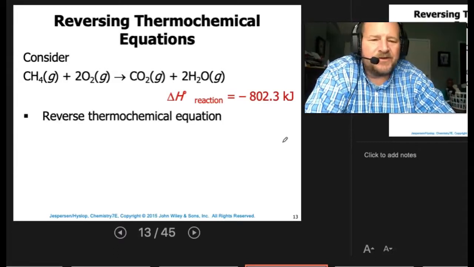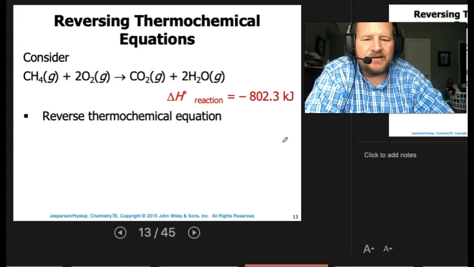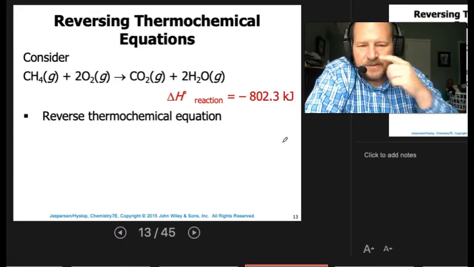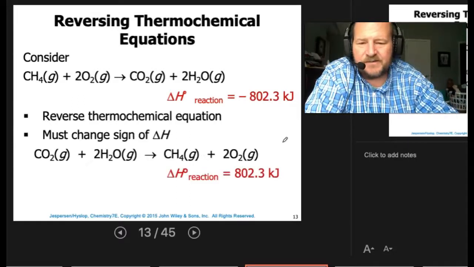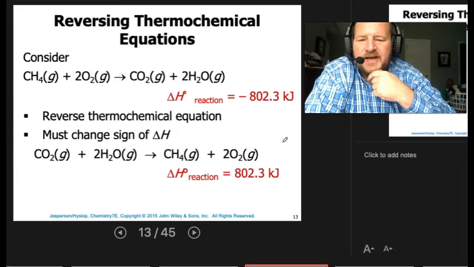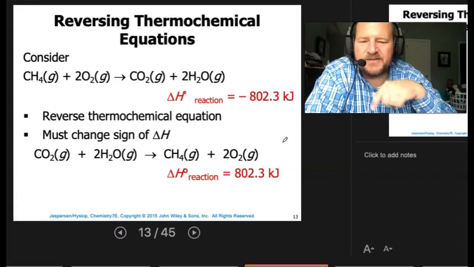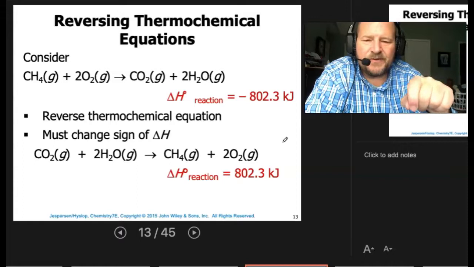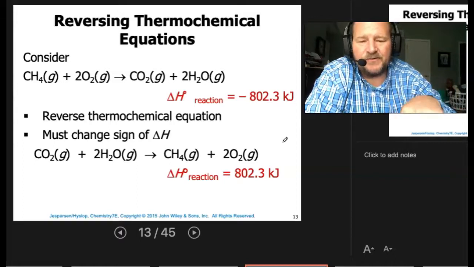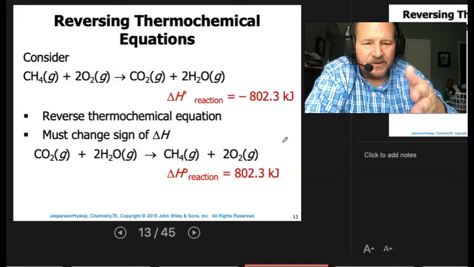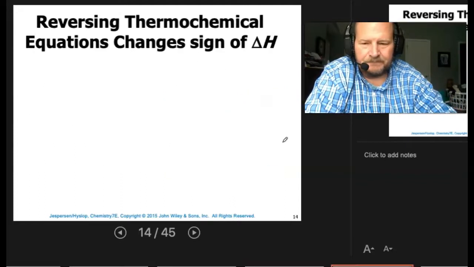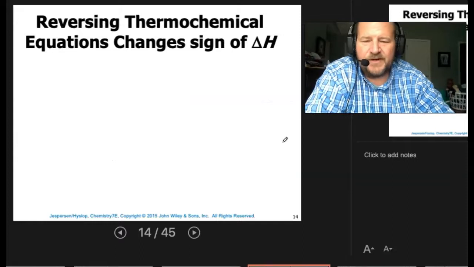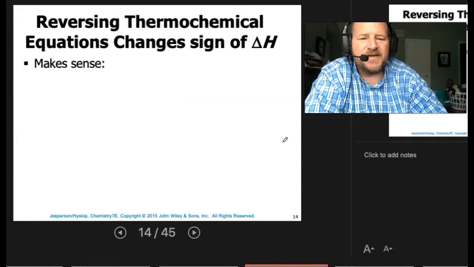What happens when I reverse this equation? So in other words, I'm going to take the products and turn them into reactants, and turn the reactants into products. So here we're going to have CO2 gas plus 2 waters is going to produce the methane and the 2 O2. Notice what happened to the sign of the delta H. It went from negative 802.3 to positive 802.3. So whenever we reverse the thermochemical equation, it simply changes the sign. Okay, so reversing thermochemical equations changes the sign of delta H.